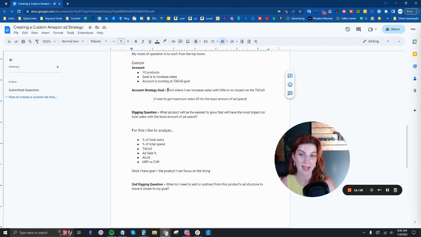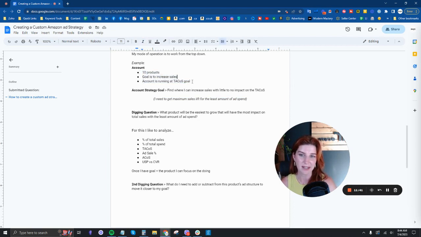So this is my account level strategy goal: find where I can increase sales with little to no impact on the total ACoS. Sounds simpler than it is. So my goal is to get the maximum sales lift for the least amount of ad spend, which is what everyone is always trying to do. But again, I'm just defining these things.